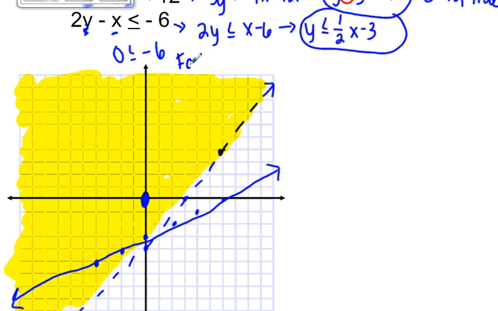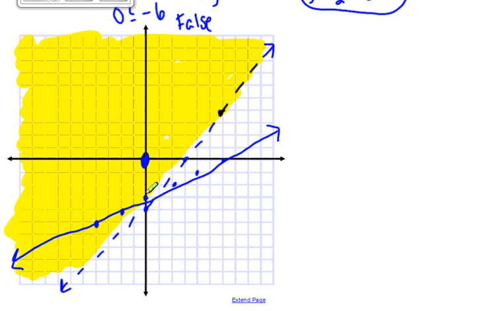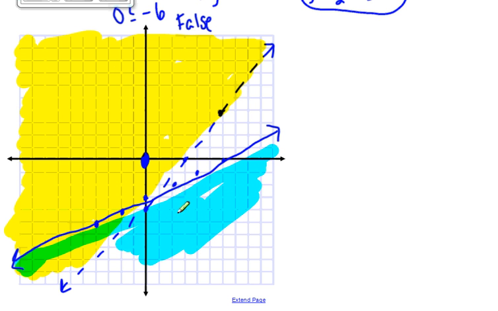This statement is false. So I'm going to pick another color, and I am just focusing on my solid blue line. So looking at the solid blue line right here, the ordered pair 0, 0 is above my solid line. And because this was a false statement, I am going to shade below my solid line. Now I picked the blue highlighter. So you should notice that where my blue and my yellow overlap, it's turning green.